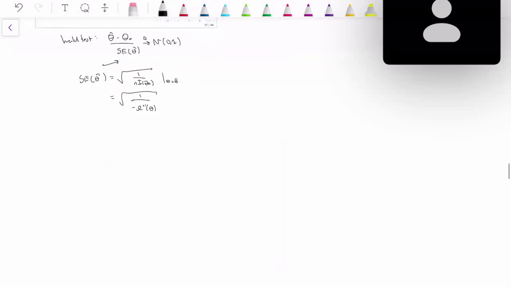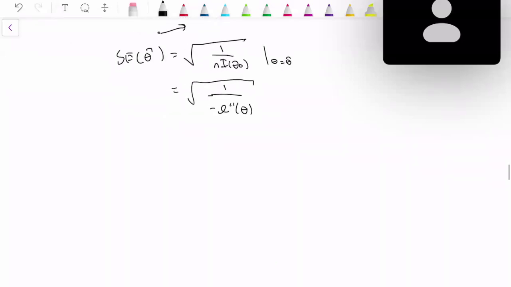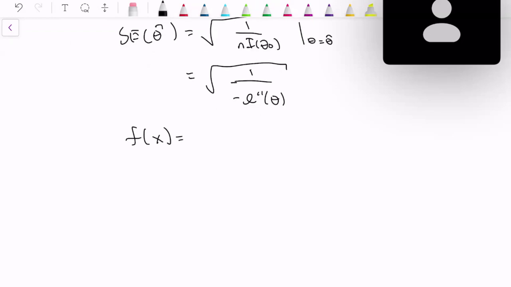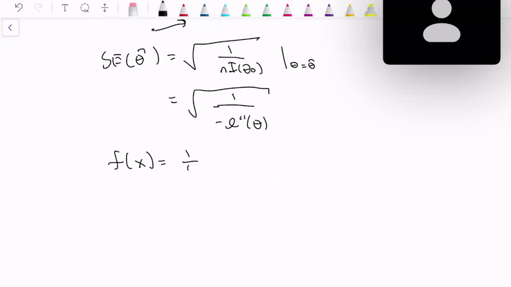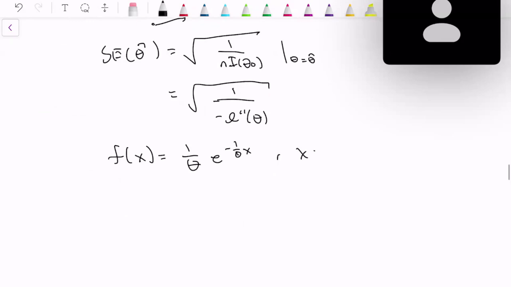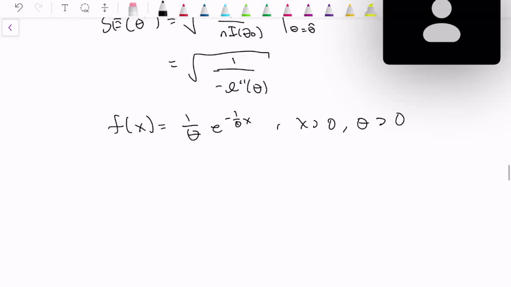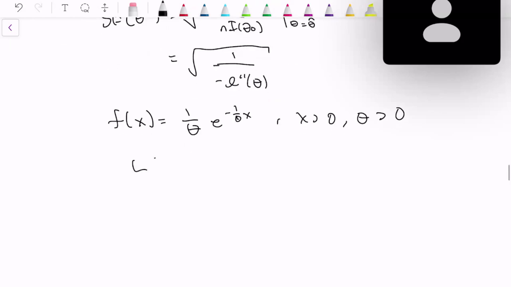I'll try to do this quickly, just for the sake of time, because I think many of you are probably already comfortable with getting the likelihood. So the exponential distribution is 1 over theta e to the negative x over theta, where x is greater than 0 and theta is greater than 0. I'll just speed through this real quickly. Let me know if I make a mistake.